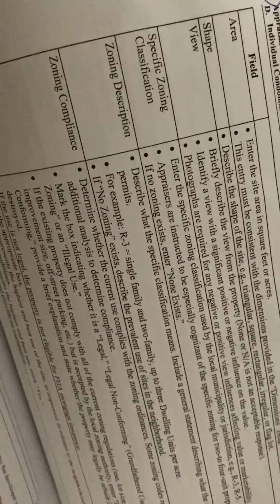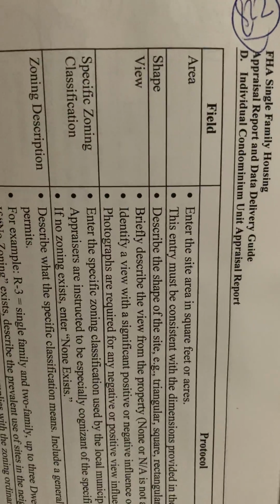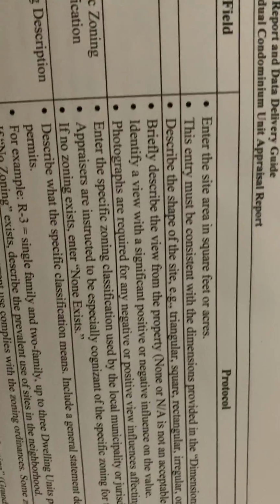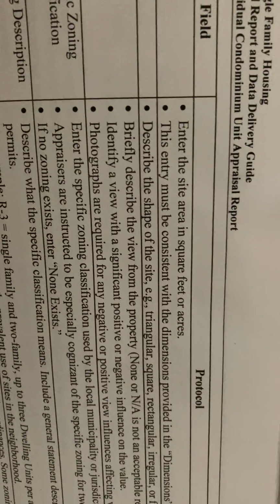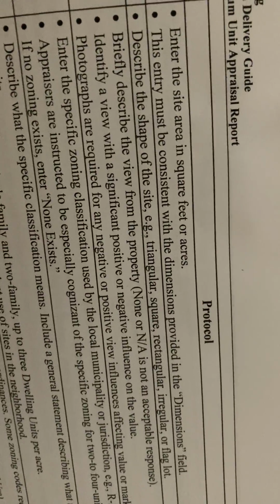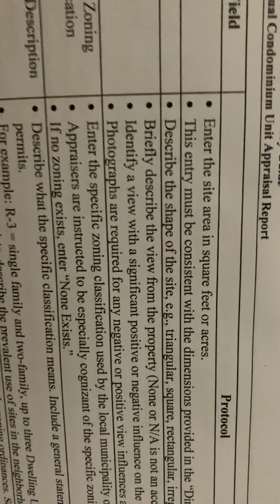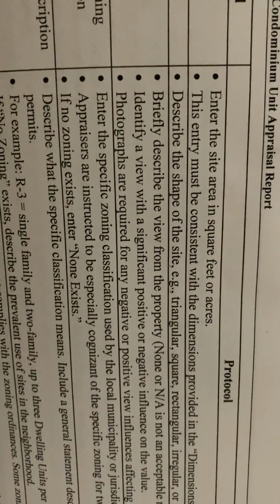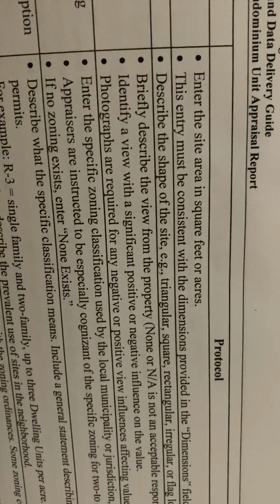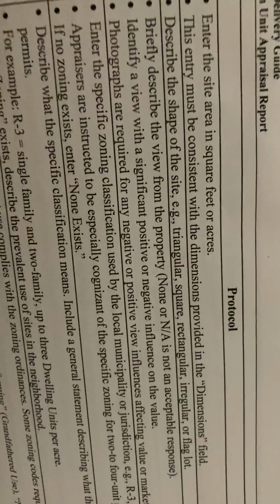FHA SFR Appraising Handbook 4000.1, page 228. Field: area. Protocol: enter the site area in square feet or acres. This entry must be consistent with the dimensions provided in the dimensions field. Field: shape. Protocol: describe the shape of the site. For instance, is it triangular, square, rectangular, irregular, or flag lot?